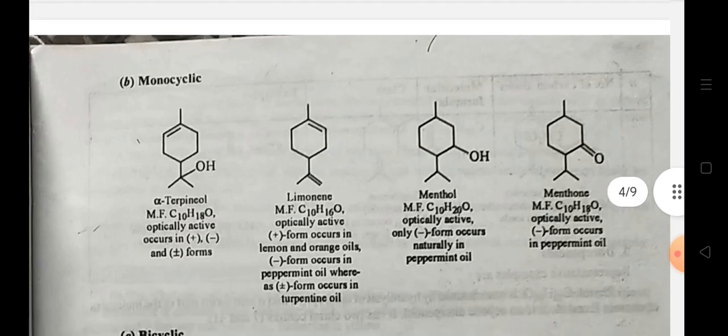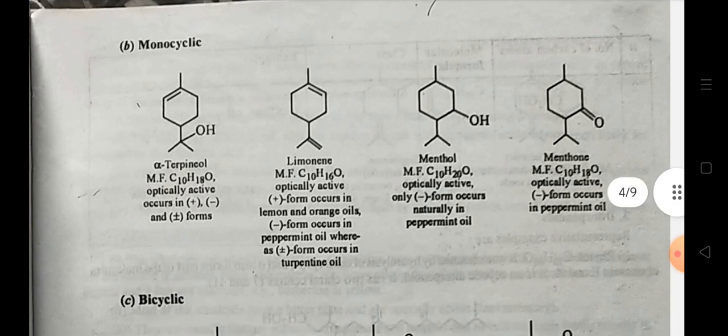Next is classification on the basis of monocyclic. Example is alpha-terpineol. Molecular formula is C10H18O, optically active, occurs in plus, minus, and plus-minus form. Limonene. Molecular formula is C10H16, optically active, plus form occurs in lemon and orange oil and minus form occurs in peppermint oil, whereas plus-minus form occurs in turpentine oil.